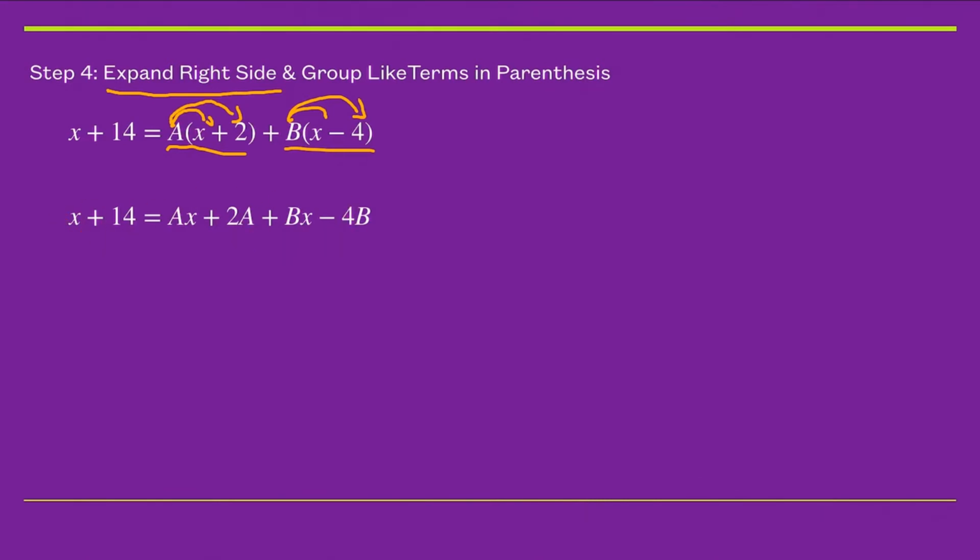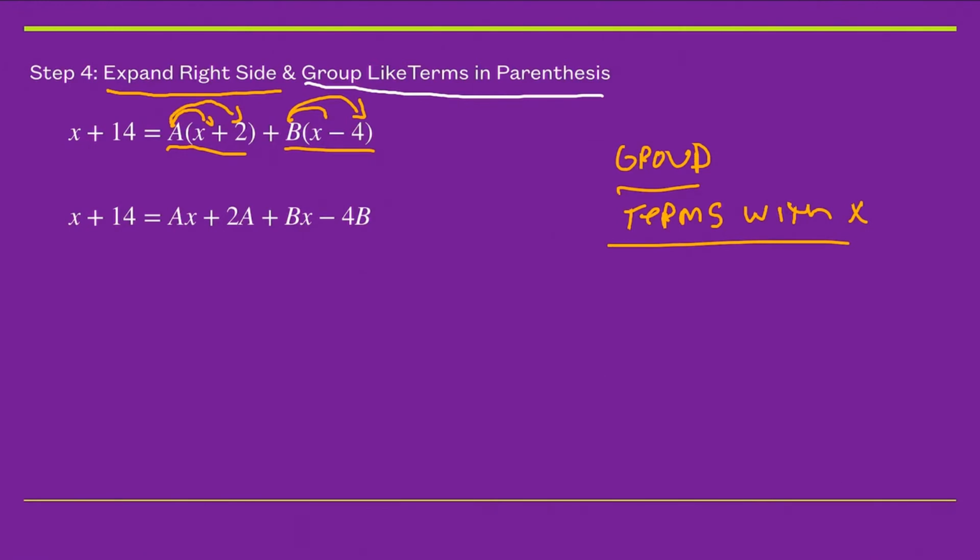Now the next part of this says you want to group like terms in parentheses. So you just need to group terms with x. Anything with an x variable, we're going to group together. So we're going to group this one and this one. And then we're going to group constant terms. All the like x's are going to go together, and anything without a variable x is going to be equivalent to a constant term. So we're also going to group those. I'm just going to make a little notation around those. So we're going to group the 2A, and then we're going to group the negative 4B together.